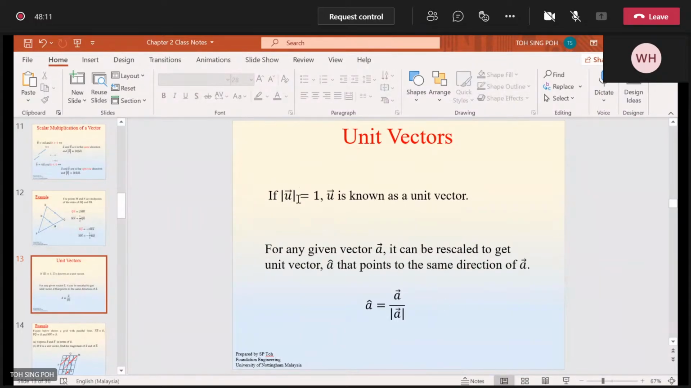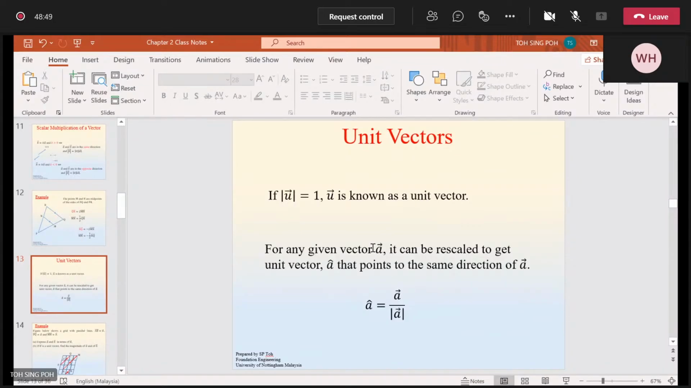Unit vector is any vectors. U can be represents any vector. Momentum, force, velocity, anything. If the magnitude is equal to 1, we call it as a unit vector. Directions, it can be points to any directions. So provided their magnitude is equal to 1, then we can call it as a unit vector. But the definition, I think, is quite simple. But I think the more important thing is that you need to appreciate about this point.